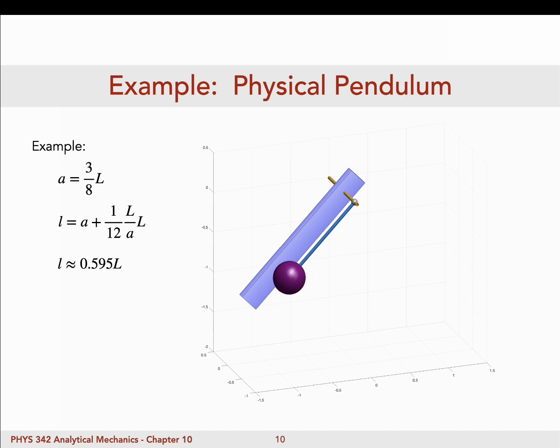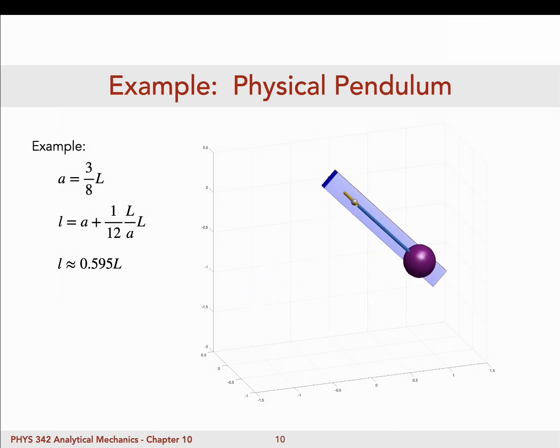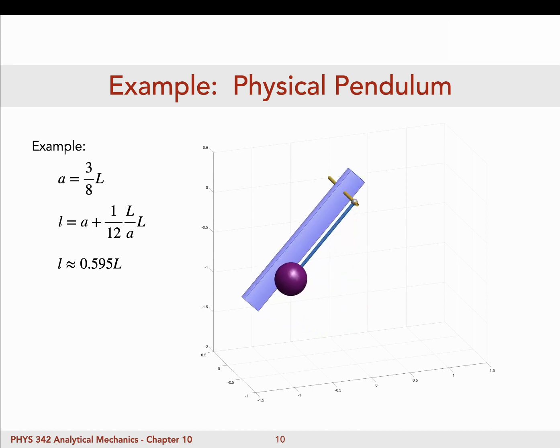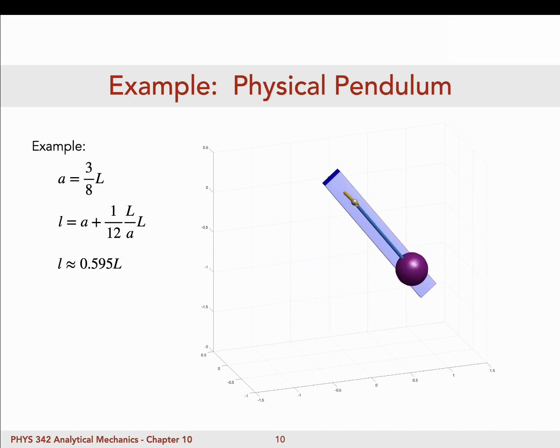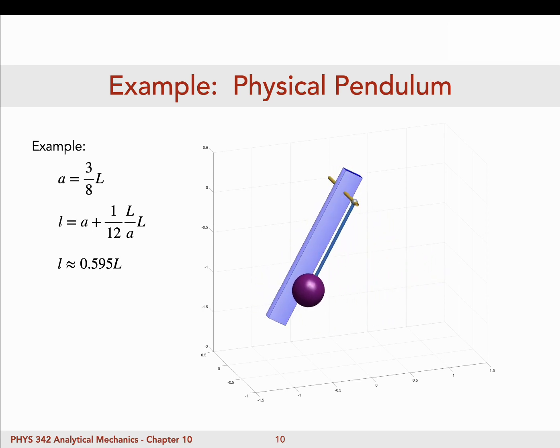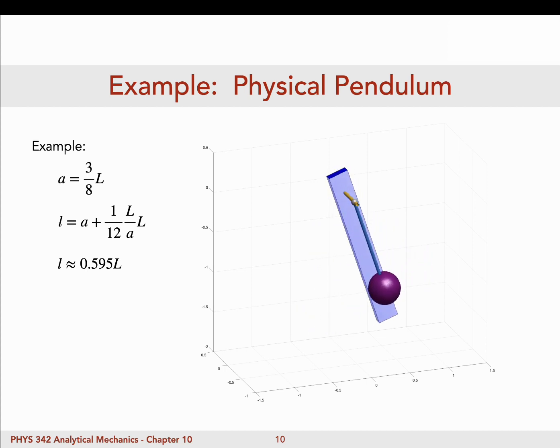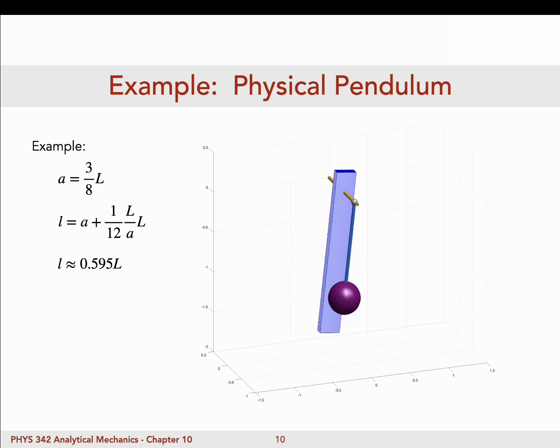All right, so let's play it and see how this looks. So you see that if you design a simple pendulum with just that length, then it'll swing in synchrony with the original bar that's hanging from the pivot.